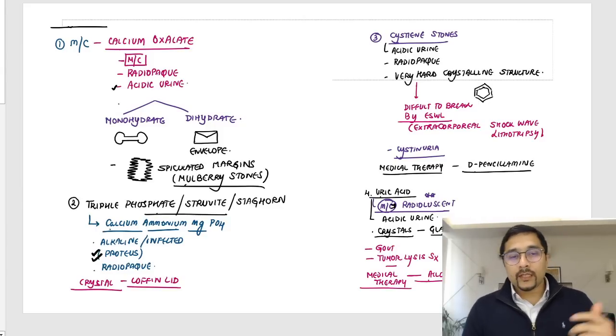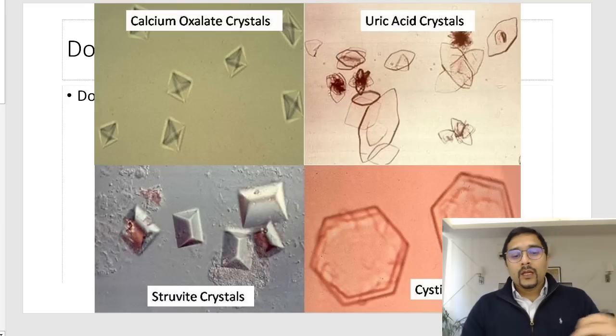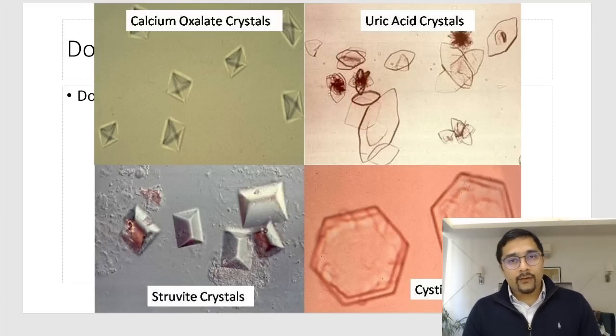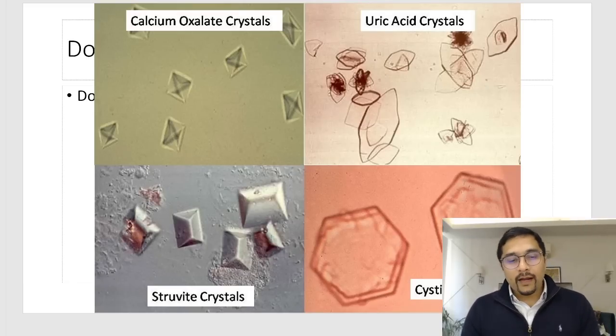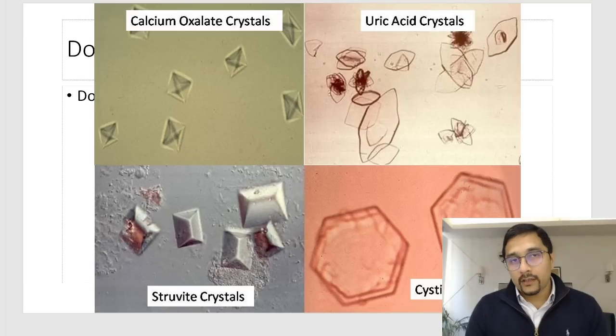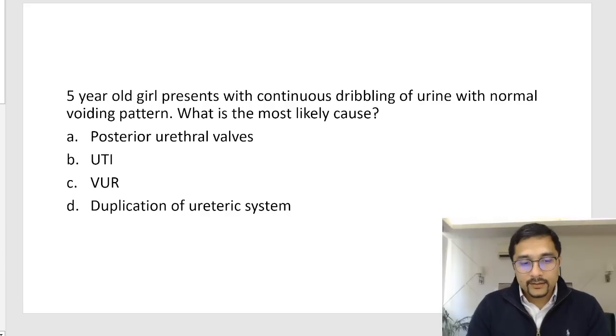Uric acid stones are radiolucent, they are the most common radiolucent stones and they can be seen in gout and tumor-lysis syndrome. So calcium oxalate crystals can be envelope shaped or dumbbell shaped. Uric acid are like glass shards, all shapes and sizes. Struvite stones are like coffin lid crystals, and cystine stones you have crystalline lattice. This is again a very frequently asked question, almost been asked 3 times in the FMG exam.